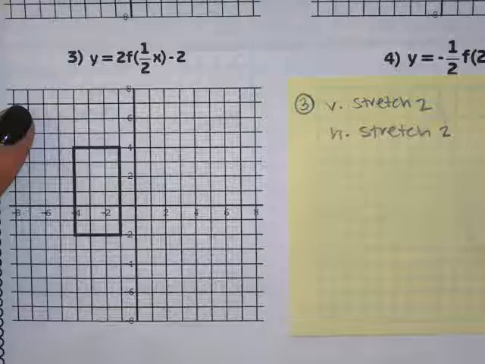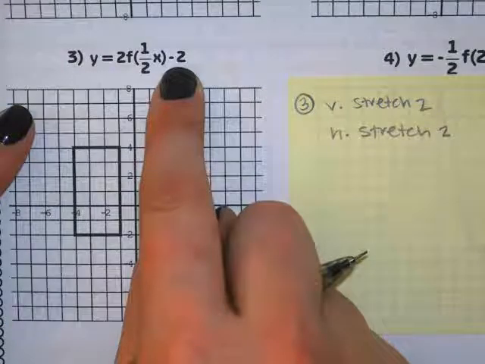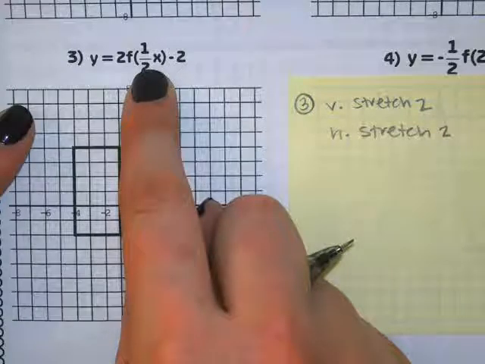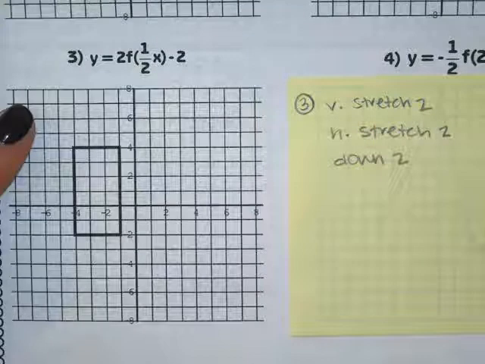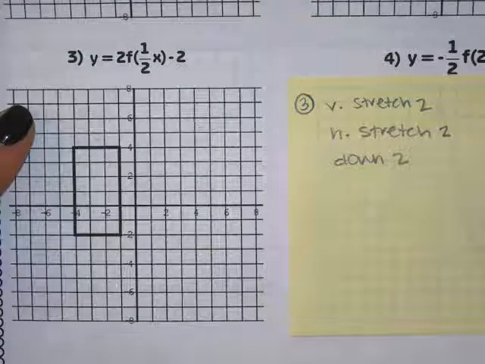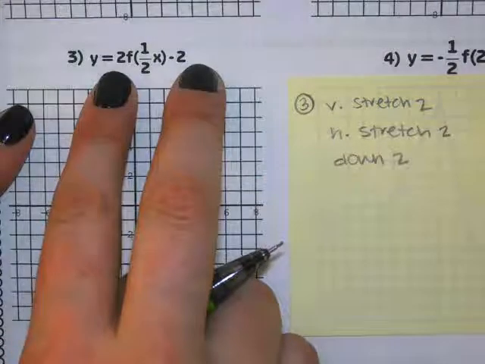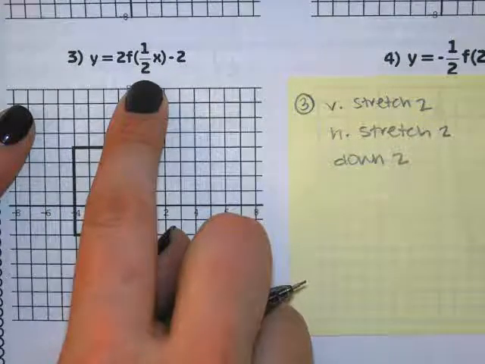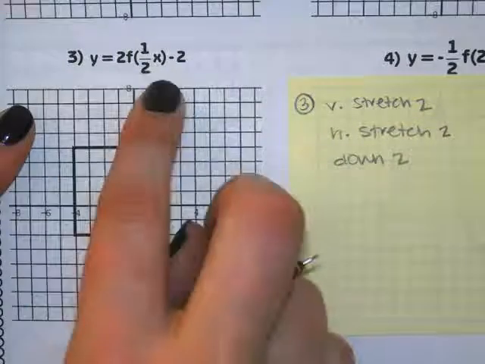Okay. So we have a vertical stretch of 2, a horizontal stretch of 2, and then what's the number minus 2 on the end? Down 2. And I know that it's down because it's on the end. If it was left or right, it'd be inside. Okay, so down 2. All right, so one thing you might have picked up on, but you might not have, is that the stuff on the outside of the function happens to the y. The stuff on the inside of the function happens to the x. All right, so that's an easy way to differentiate between the two. Outside happens to y, inside happens to x.